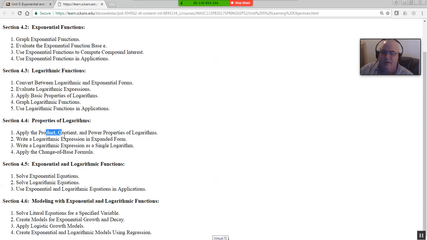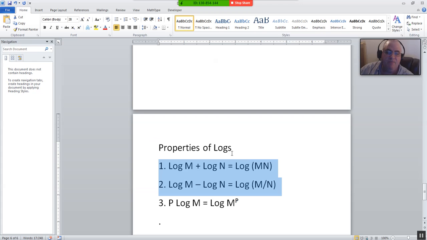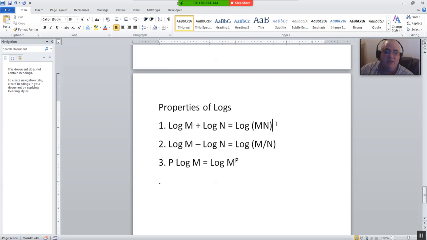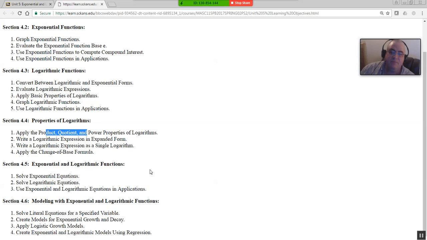And like I said, we've looked at all these product, quotient, and power properties. I didn't mention that they have names, but this is the product property, quotient property, and power property. We wrote a log expression in expanded form. That's where you start with a single log and expand it into separate logs. And we took separate logs and merged them into a single log. And we've also applied change of base.